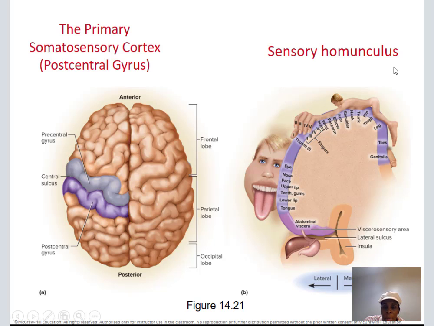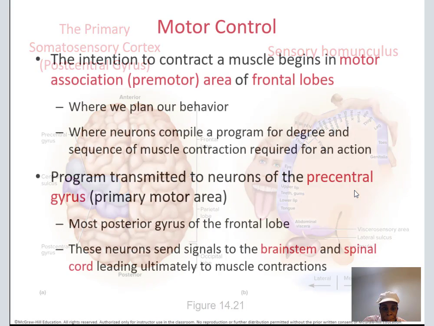So the sensory homunculus is just a representation of the body on the brain. How much part of the brain is devoted to what part of your body? If you look at it, look at the tongue and the face. It means the tongue and the face have more space on the brain than the rest of the body.